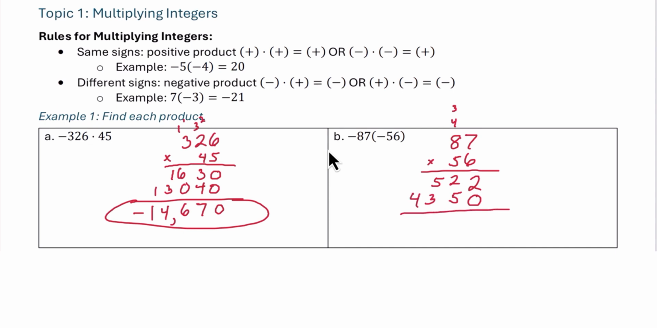We now add the partial products. 2, 7, 8, 4, 4,872, but we want to ask, is it positive or negative? Negative times a negative is a positive. So we have positive 4,872.